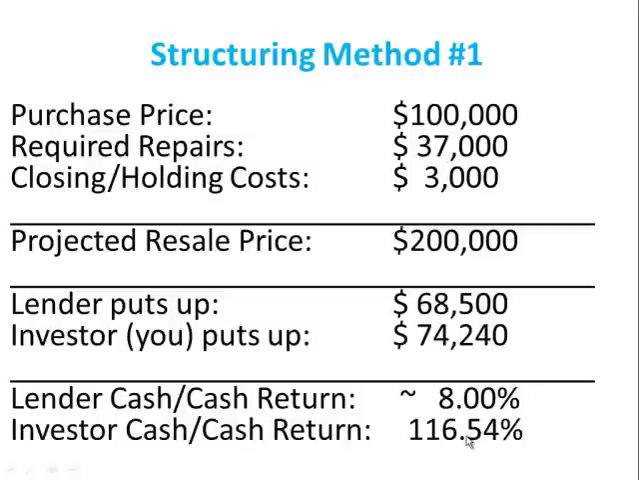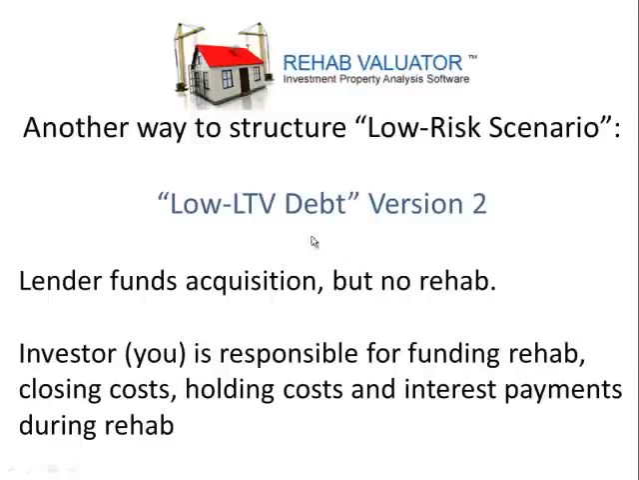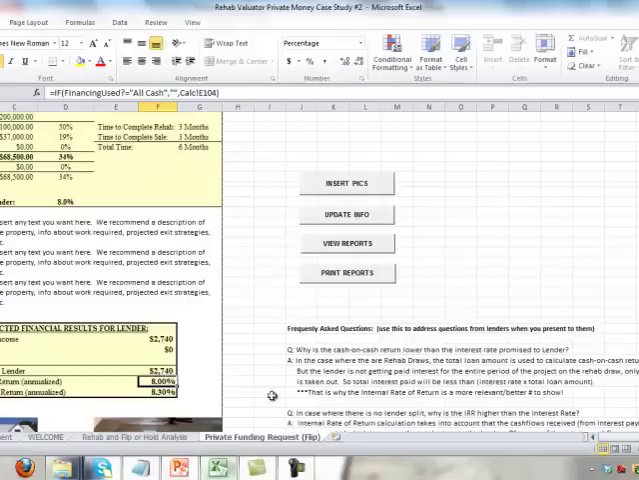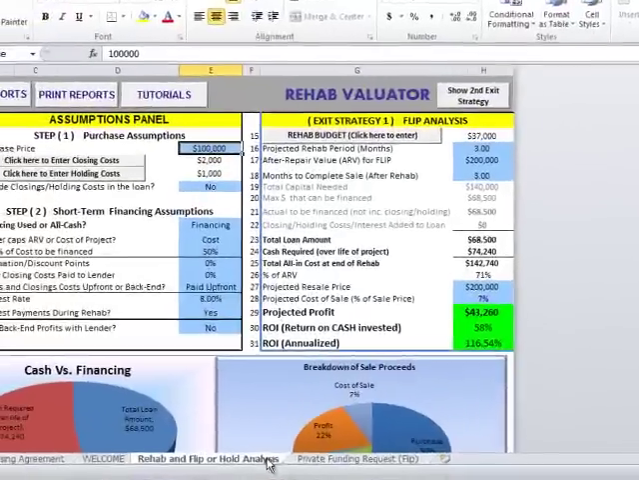So now let's look at another alternative of this, right? This is called low LTV debt version 2. This is where your lender funds the total acquisition but does not fund the cost of your rehab. So you as the investor are responsible for funding rehab, closing costs, holding costs, and interest payments during rehab. So this is going to be a slightly higher loan to value, but still it's considered a low loan to value debt, right? So let's go back to Rehab Valuator.